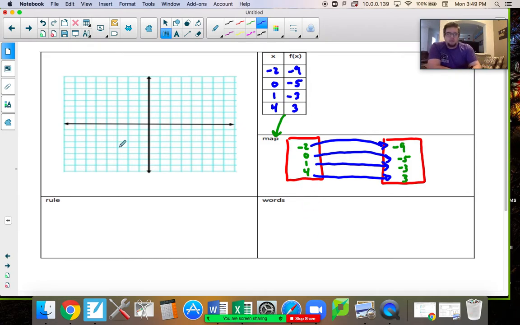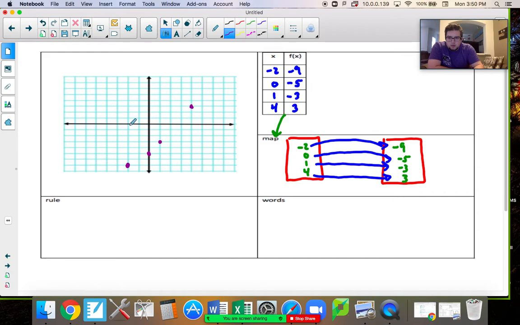Now for the graph, I'm just going to plot these 4 points. So -2, -9, 0, -5, 1, -3, and then we have 4, 3. That's 3, 3. Sorry, knew something was off on that one. 4, 3.